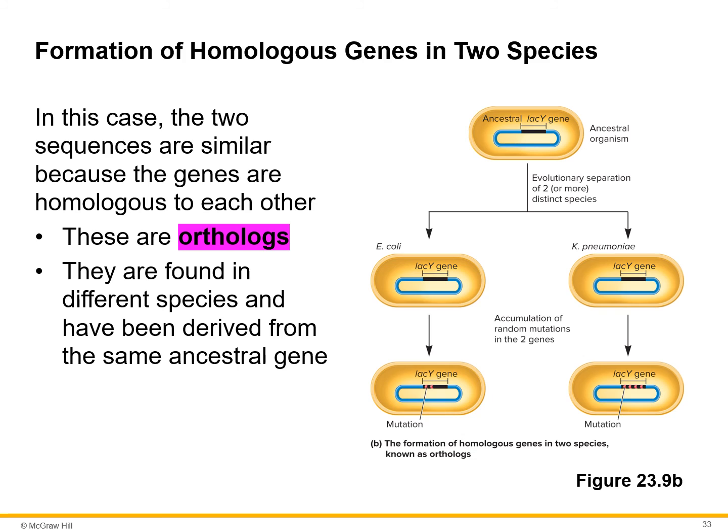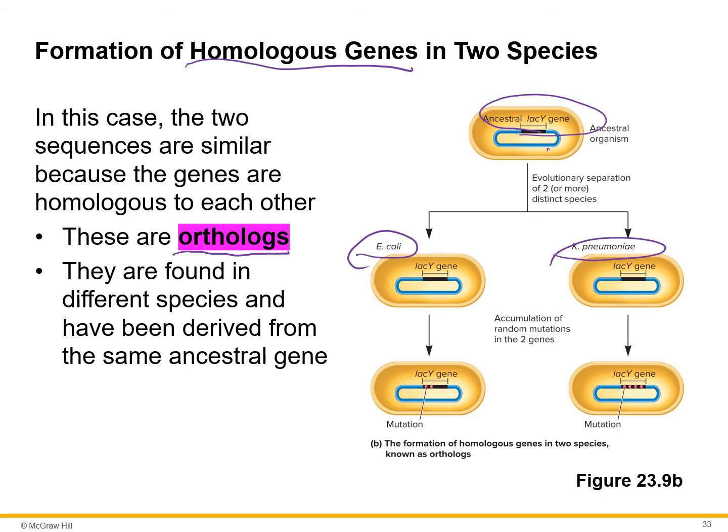And with homologous genes, there are two subcategories of homologous genes. One are orthologs, and orthologs are genes in two different species. So this example, it's the same gene, it's the LacY gene, and we're comparing it between E. coli and K. pneumoniae. And so we're looking at two different species to see how similar those genes are. Those are called orthologs. So the two different versions of the LacY gene in these two different species are orthologs.